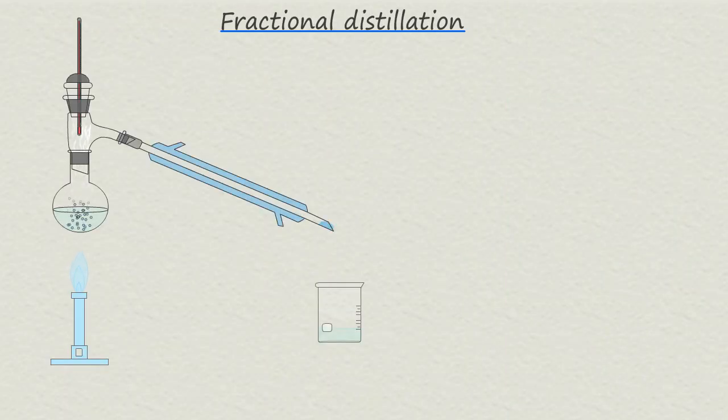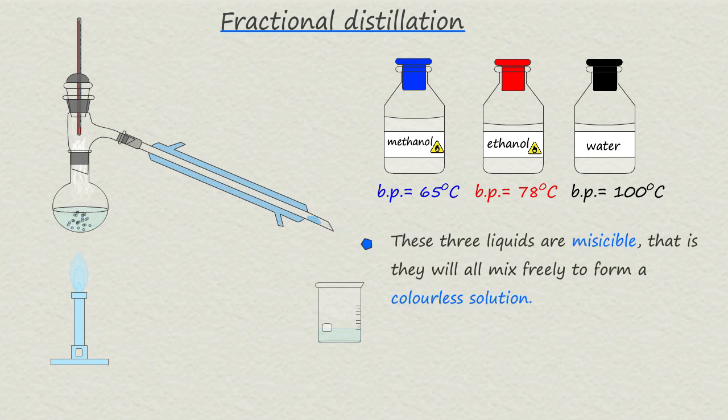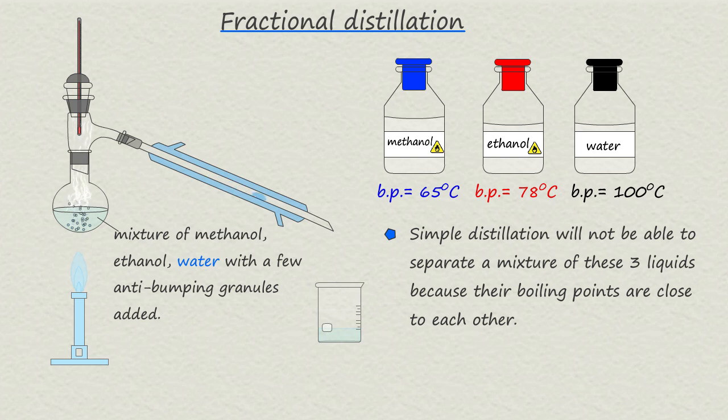Simple distillation was good at separating a mixture of salt from water. However, simple distillation does have limitations. For example, consider the three liquids methanol, ethanol and water. Now these three liquids are all miscible, that is, they will all mix freely to form a colourless solution containing a mixture of the three liquids. Now if we try to separate these three liquids using simple distillation, it will most likely not be possible because the boiling points of the liquids are all fairly close to each other.